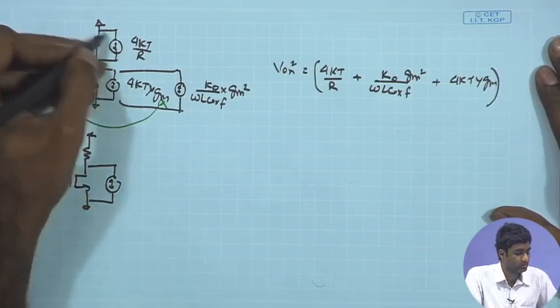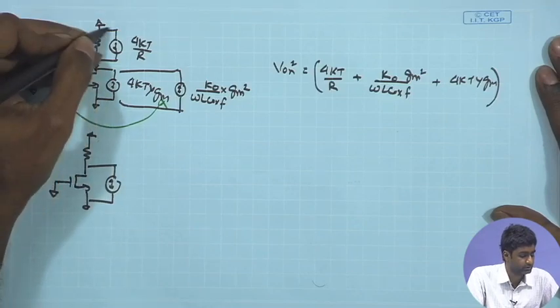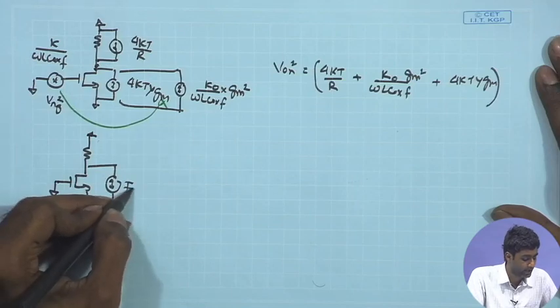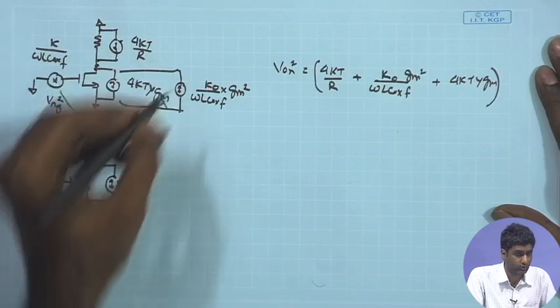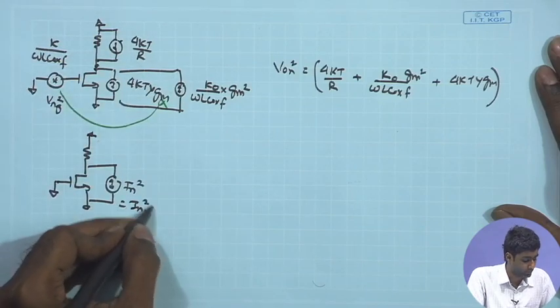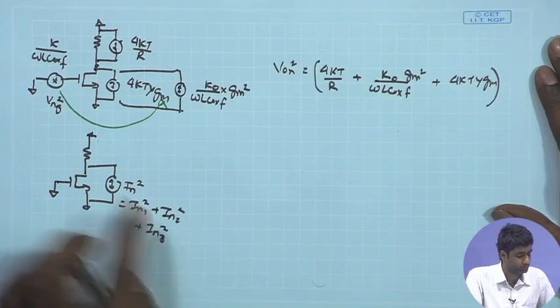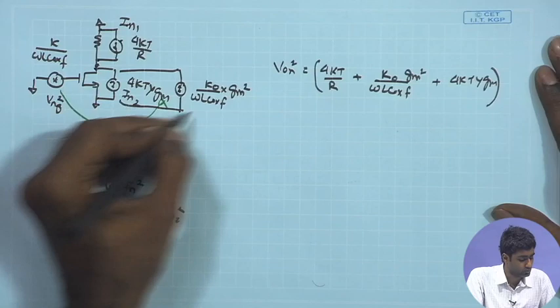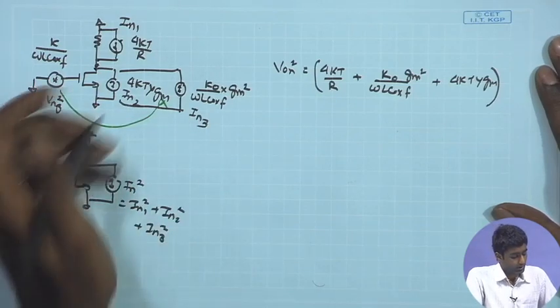So, I have captured all the noise sources, and ultimately they are between the AC ground and the drain. All these 3 noise sources are between the AC ground and the drain. I have combined them into IN square, which is equal to IN1 square plus IN2 square plus IN3 square. I can call this IN1, I can call this IN2, and I can call this IN3.